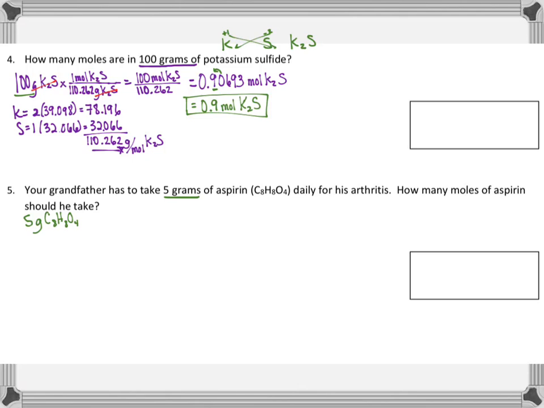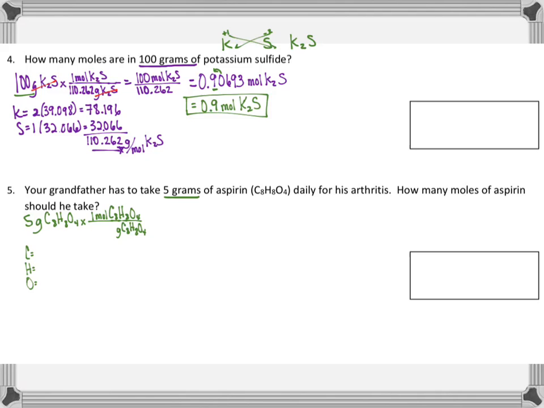All right, so I want to end up with moles. So moles is going to go in my numerator. 1 mole of C8H8O4. And that's going to be equal to a certain amount of grams of, again, aspirin. So now we have to calculate the molar mass. So this one's going to be a little bit longer. Not too bad, I guess, but we have a carbon, we have hydrogen, and we have oxygen.